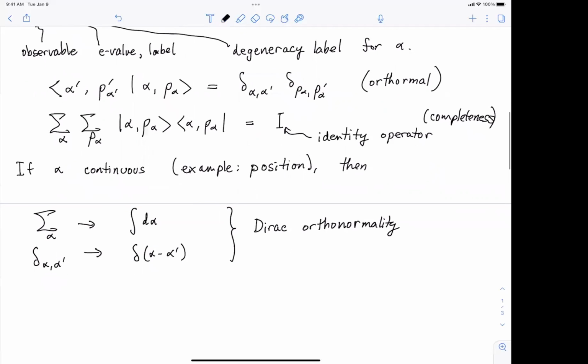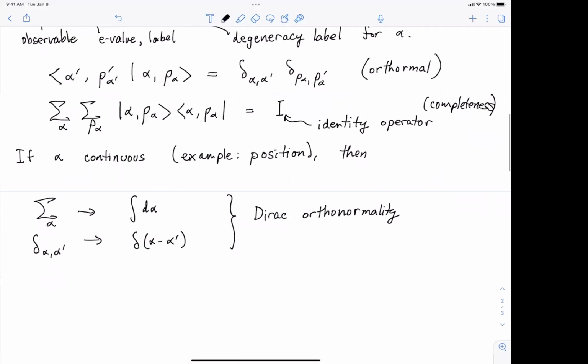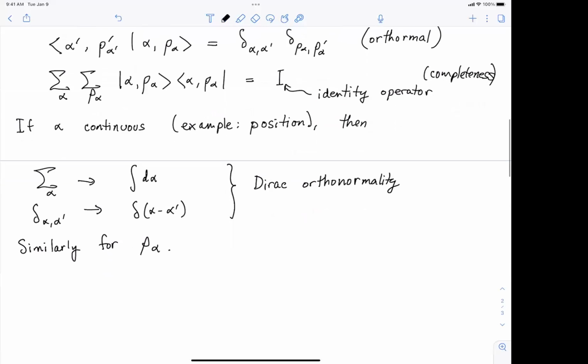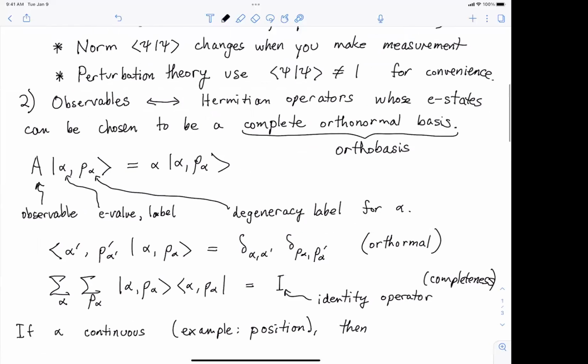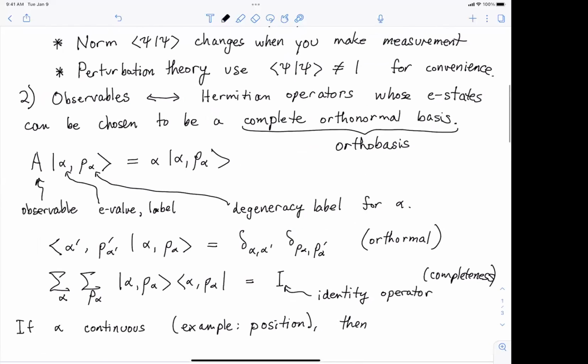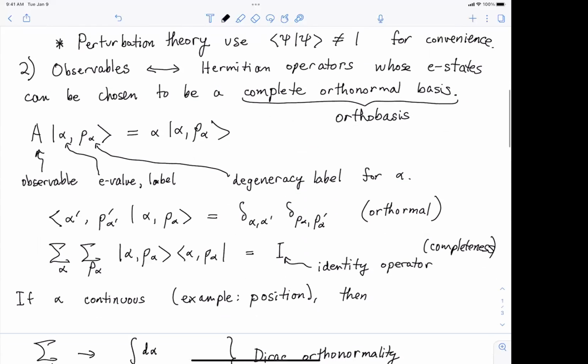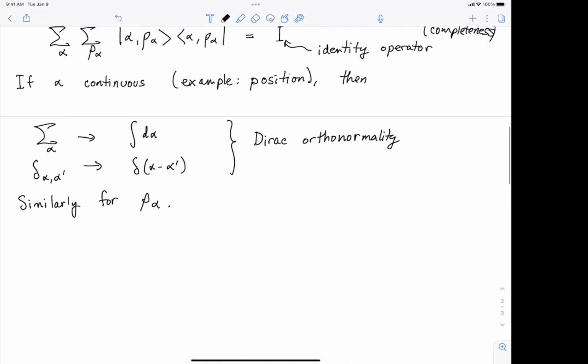Okay, and if the row of alphas are continuous, then you do the same thing. So I'll just write similarly for the row of alpha labels. All right, so that's postulate 2. It's telling you that associated with an observable is an operator and is associated a complete orthonormal basis. You get both of those if you have an observable.